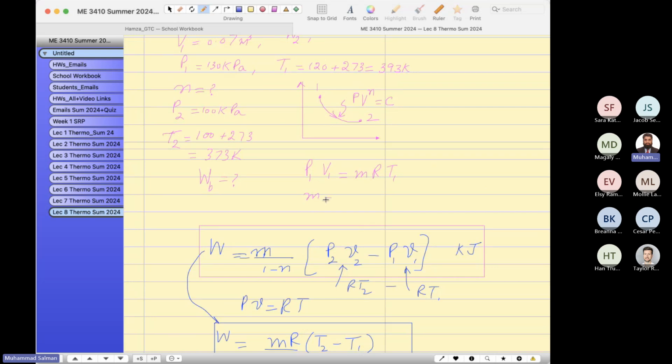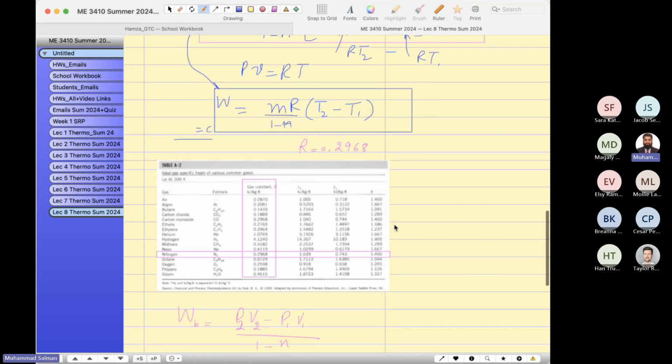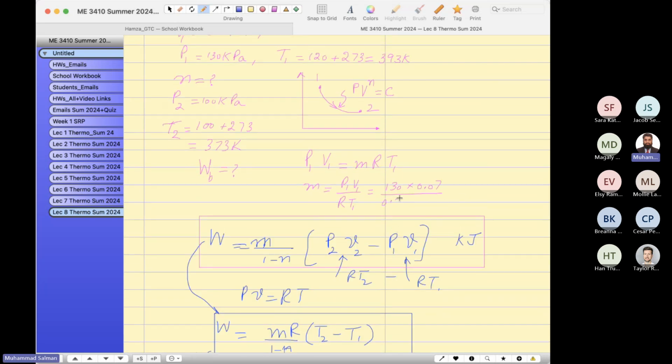So let's find out M from the first gas equation. P1 is 130 kilopascals. V1 is 0.07. R is 0.2968 kilojoules. I did not convert kilopascal to pascal, so it's just 0.2968.